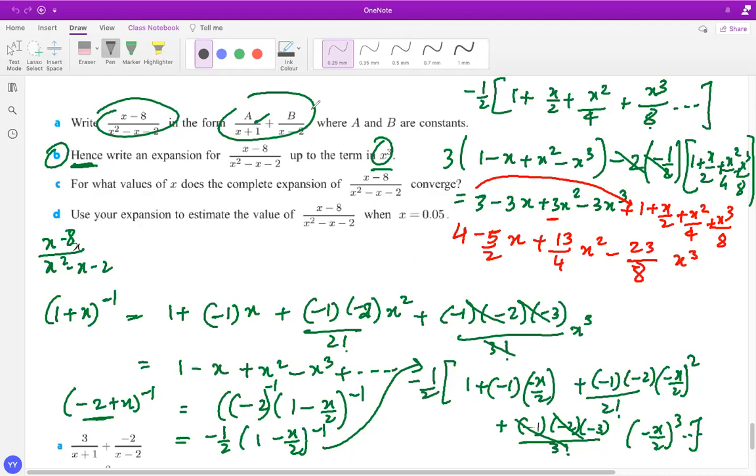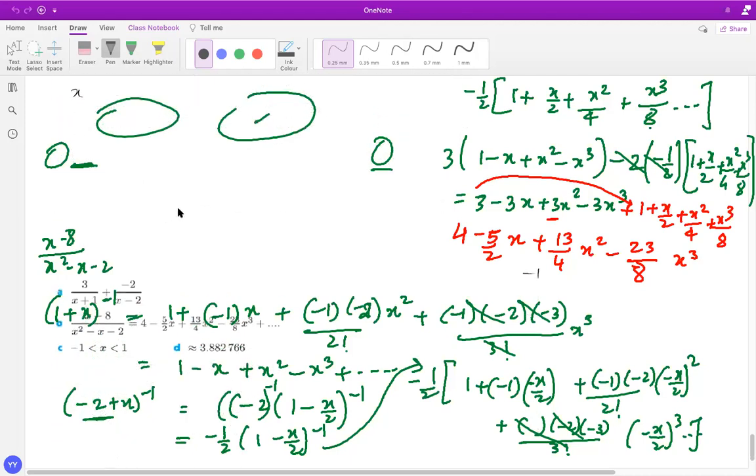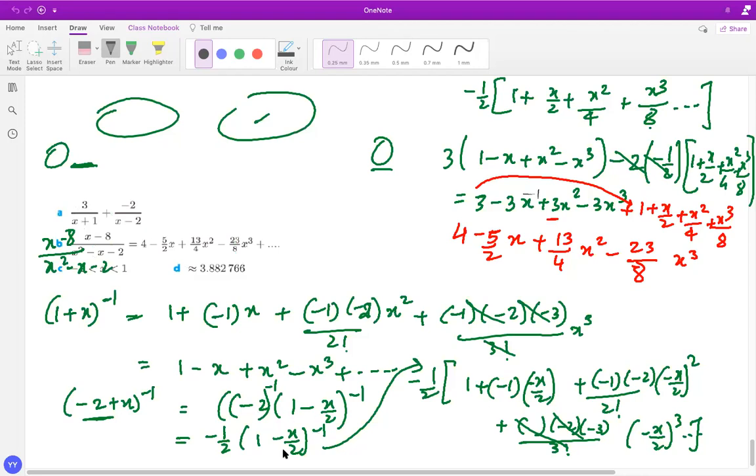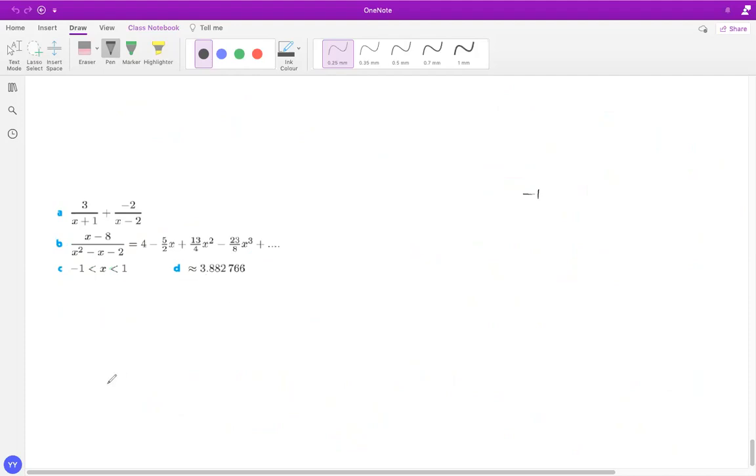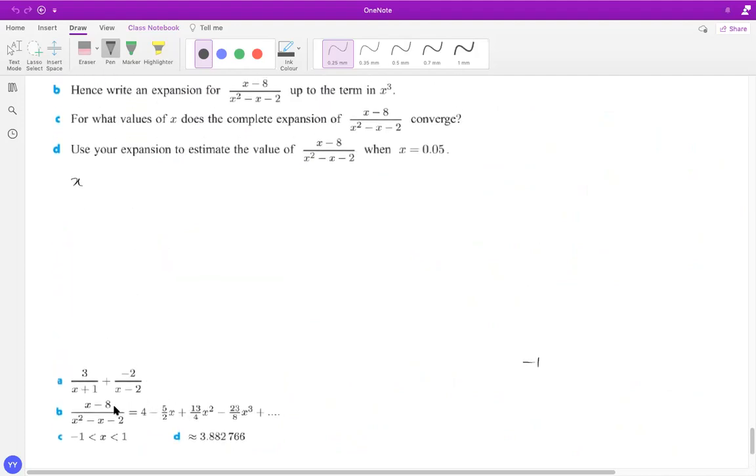Let's just quickly check the answers that we got, whether it is right or wrong. So the actual answer that you can see is here: 4, negative 5 over 2x, 13 over 4x squared, and negative 23 over 8x cubed. Now this is not over yet. So I'm just going to go back to the question. And now the next part that they ask us is, for what x values does the series converge?